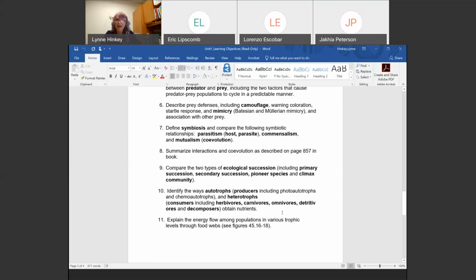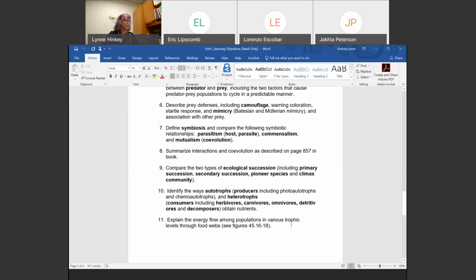Autotrophs, again, lab talked about trophic levels, autotrophs, self-feeders, heterotrophs, other eaters. Our consumers, different levels of consumers. Our primary consumer, first one is going to eat the plants, herbivores, and then carnivores and omnivores. These can be in any place on a food chain, food web. Detritivores and decomposers are going to release nutrients back into the environment.